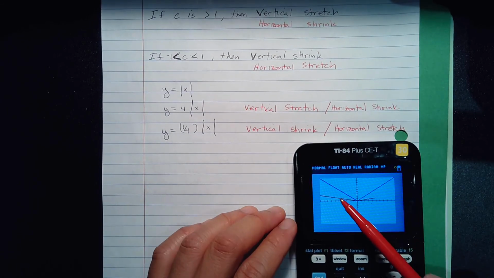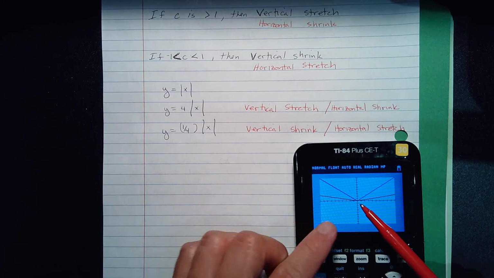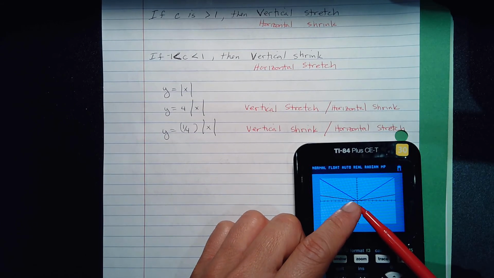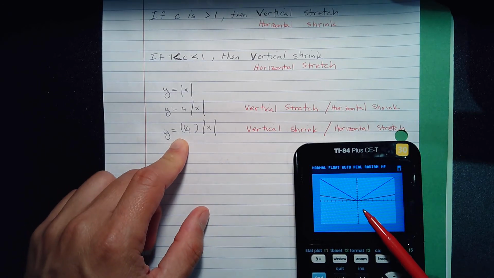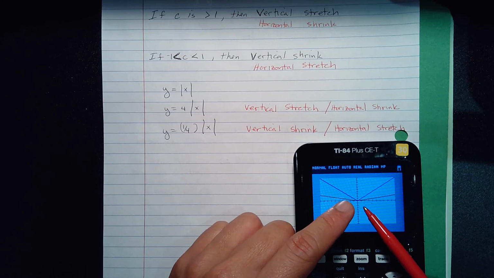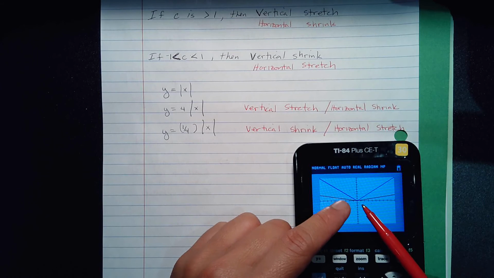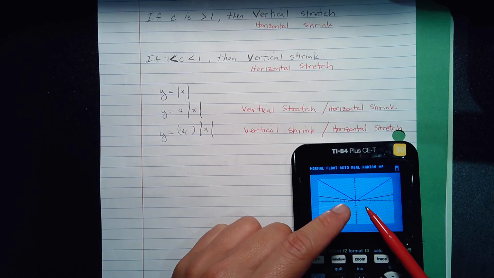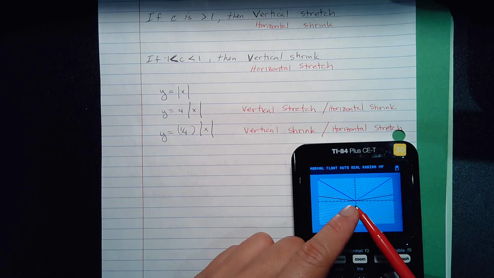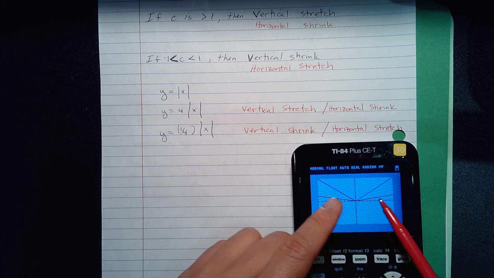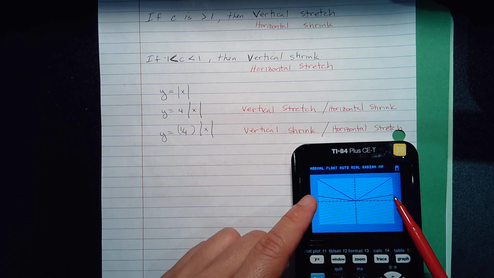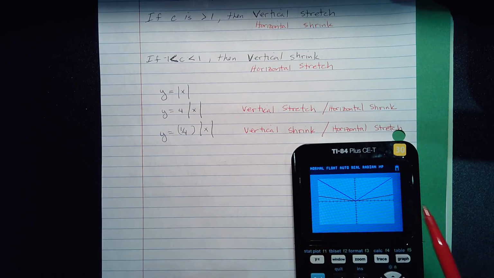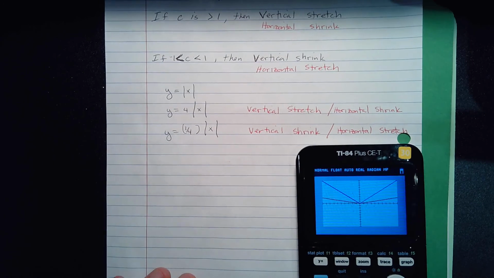actual image. So in blue, that was our y equals the absolute value of x. So look what happened when you had 1/4 in front of the absolute value. The height, or the vertical, actually shrank. So this is what you call a vertical shrink and a horizontal stretch. Look how wide this graph went. This red graph went wider than the original. So that's what you call a horizontal stretch, and at the same time it's a vertical shrink. All right, that's it.